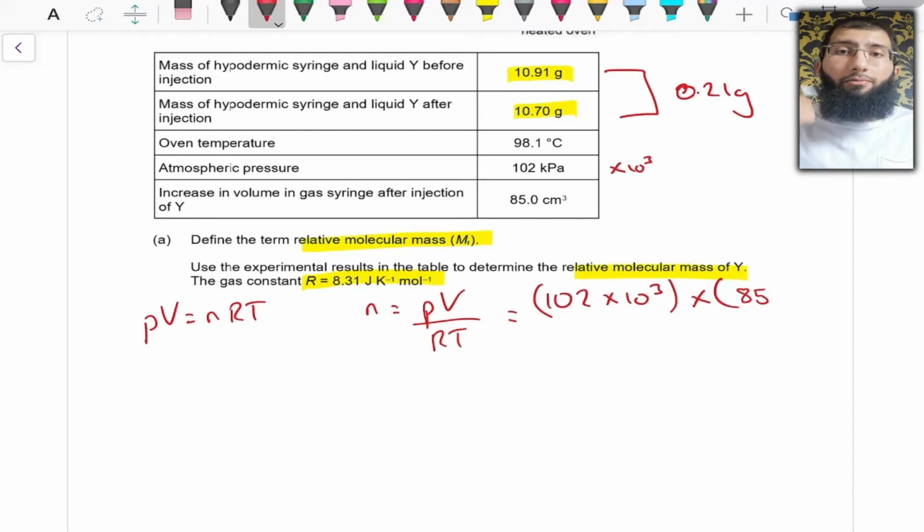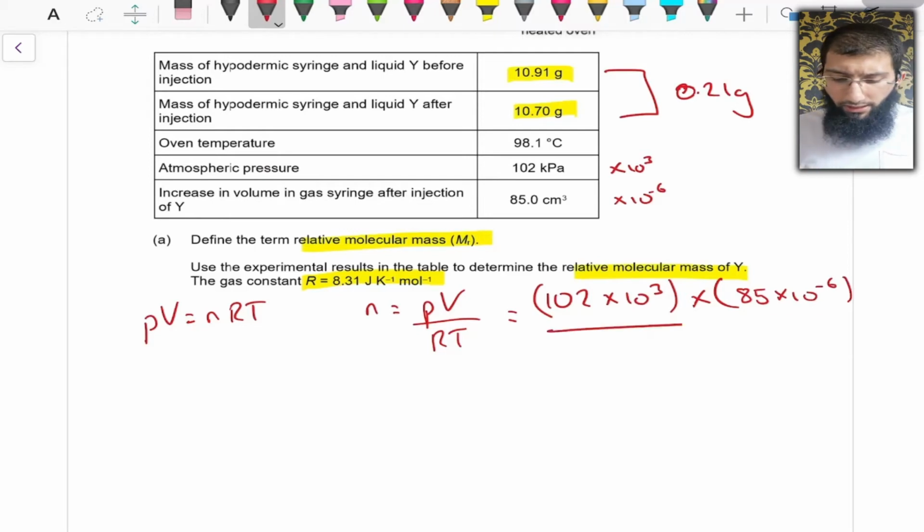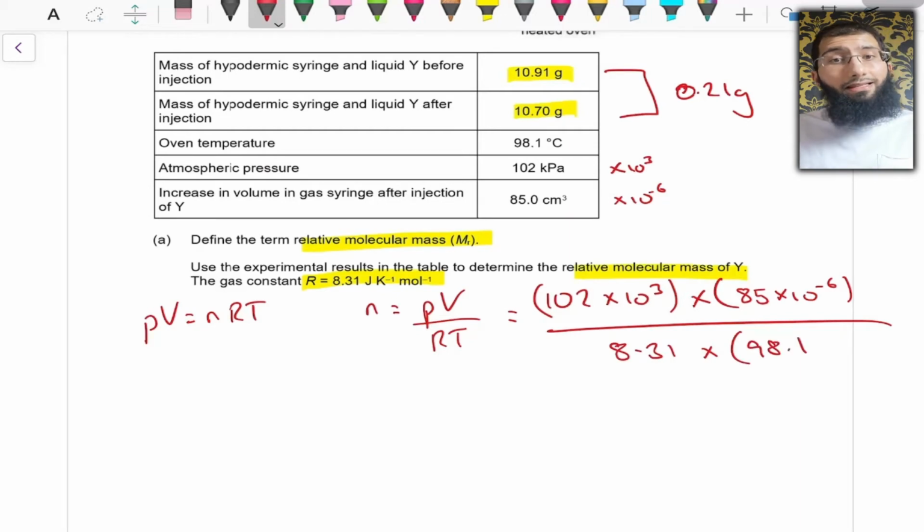So how do we convert from centimeters cubed to meters cubed? Multiply by 10 to the minus 6. And we're going to divide it by RT. We're told that R is 8.31, multiplied by T, which is 98.1. But this is given to us in degrees Celsius. We need it to be in Kelvin. How do you convert something from degrees Celsius to Kelvin? Add 273. So add 273.